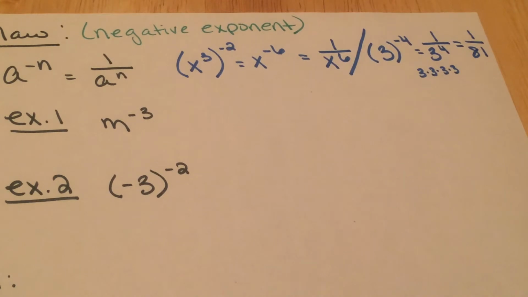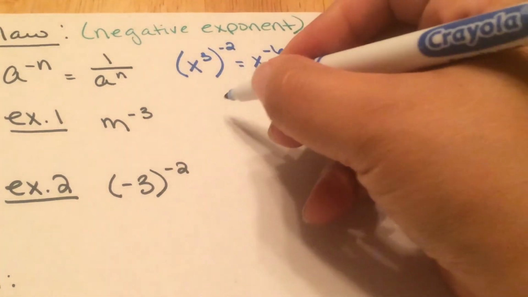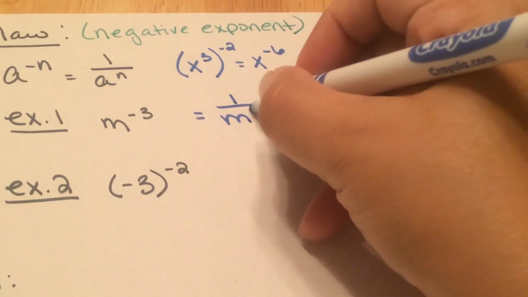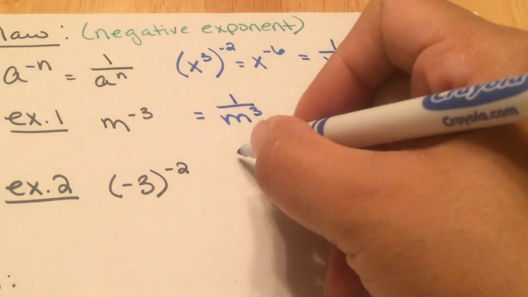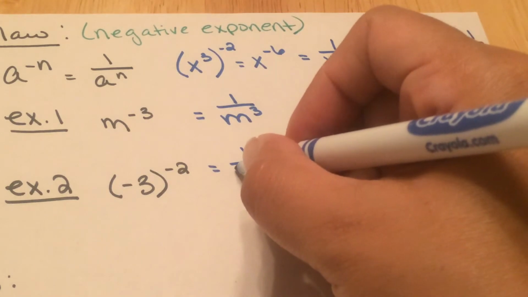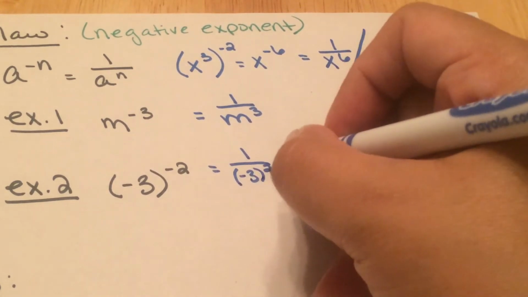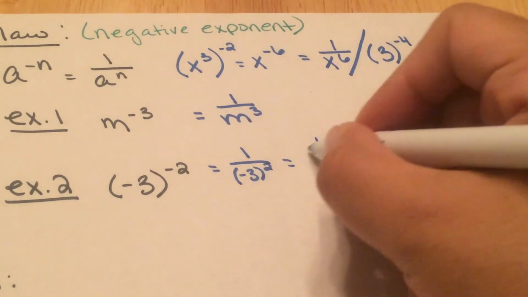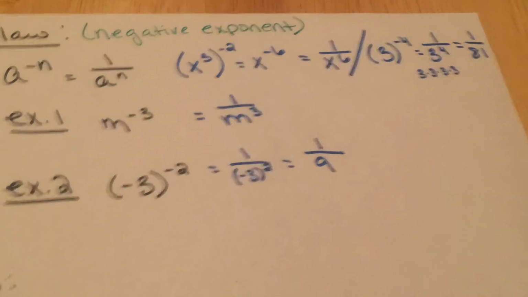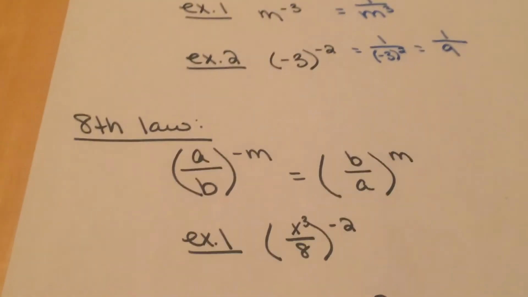All right? So why don't you guys try example 1 and example 2 on your own. Pause the video. Hopefully you got, on example 1, 1 over m to the third. And for example 2, hopefully you got 1 over, I'm not quite sure if you made this negative 3 to the second, or if you took the time to simplify, which hopefully you did, and you got 1/9.